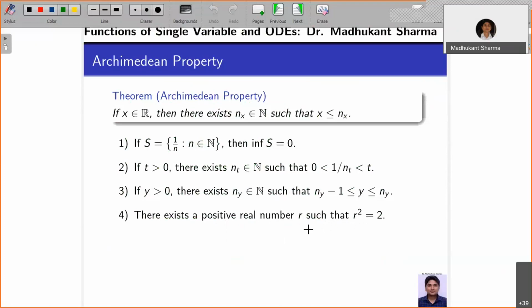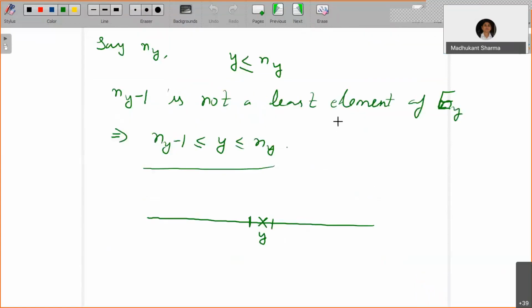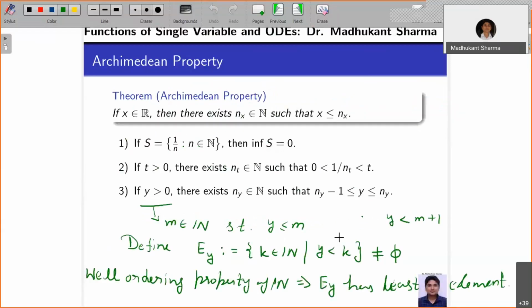Yes, sir. How is n_y minus 1 not a least element of E_y? n_y is the least element which satisfies this condition, so n_y minus 1 is not a least element.